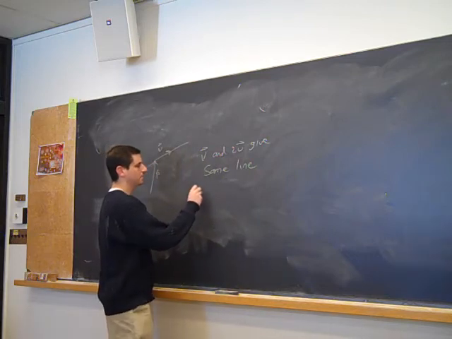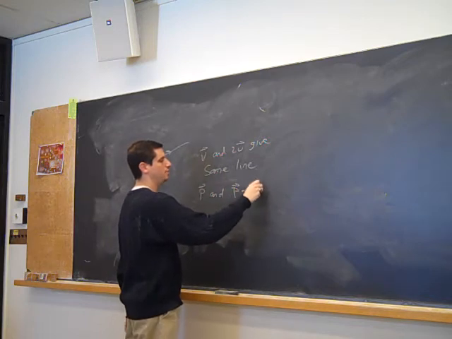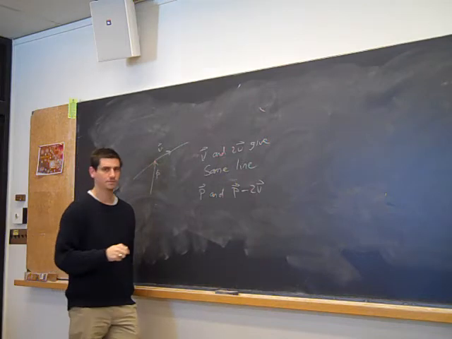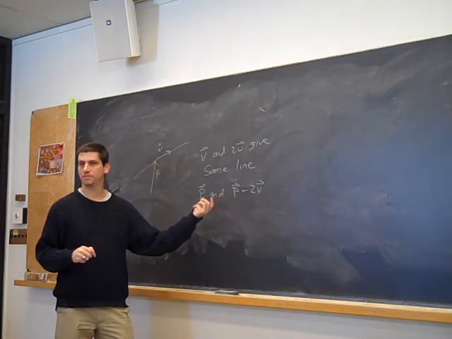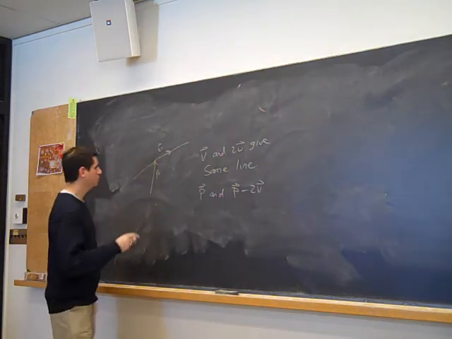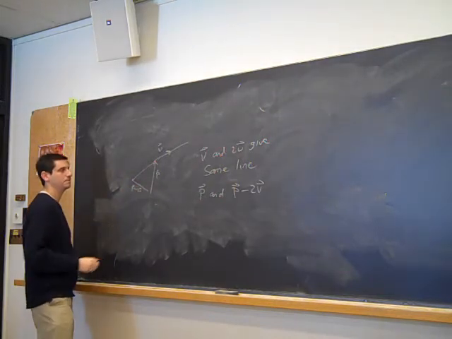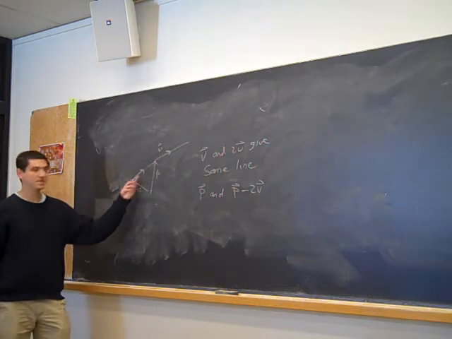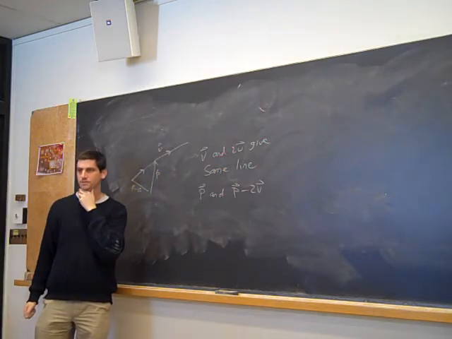What if I replace P with P minus 2V? Do they give the same line? If I change my base point, so here would be the point, say, P minus 2V. And now I want to go in the direction of V. Will that give the same line as going through P in the direction of V?